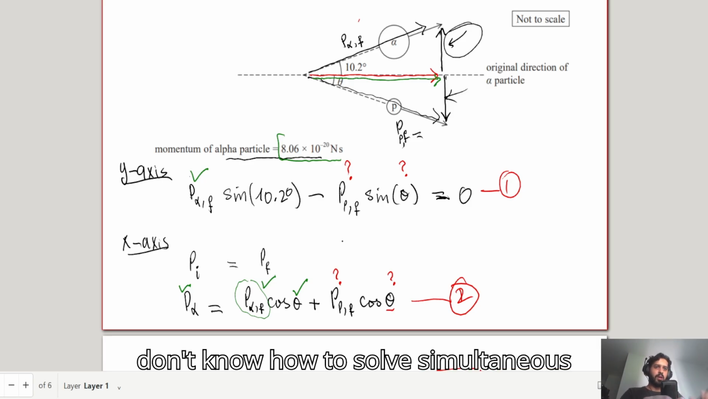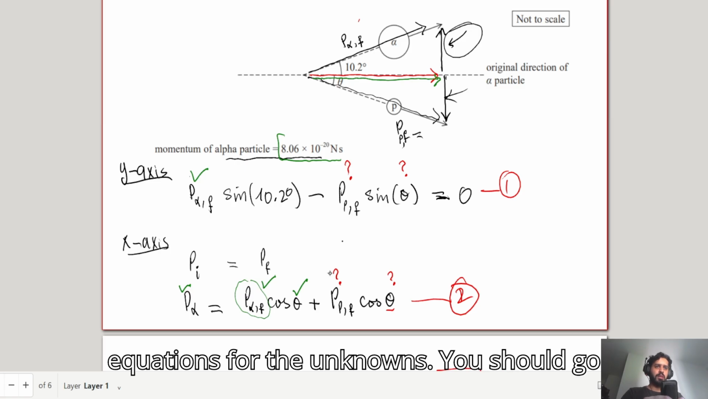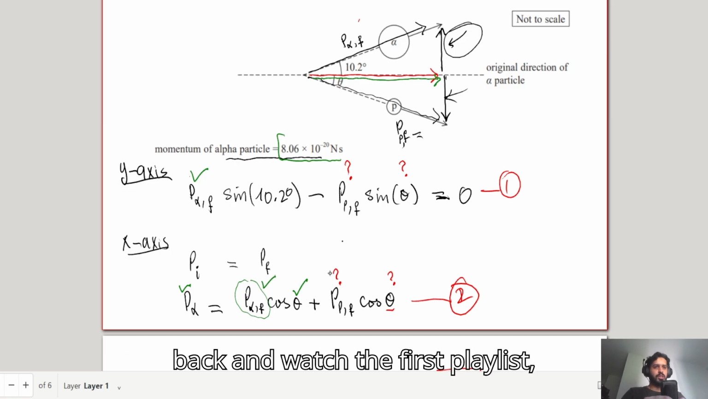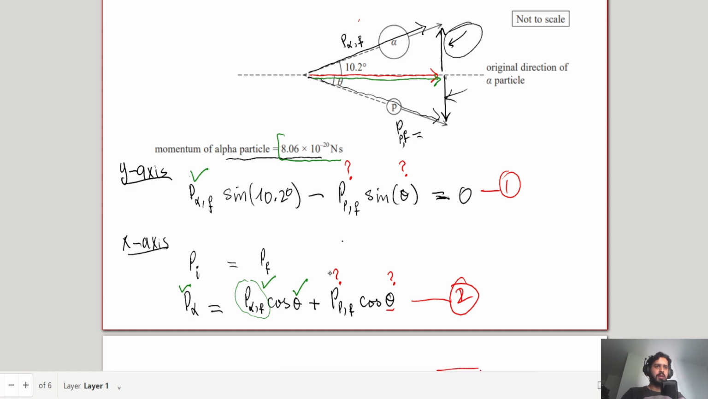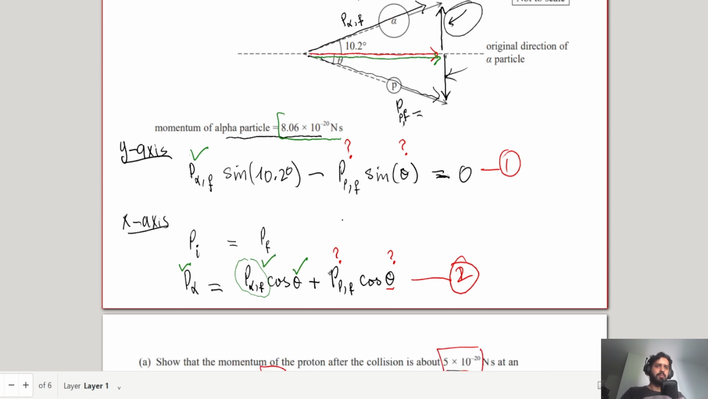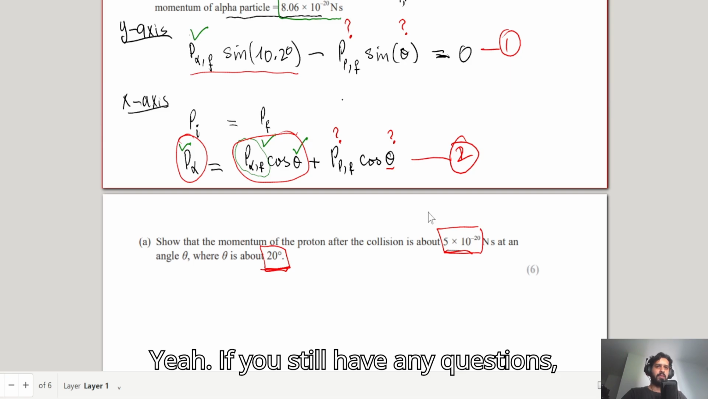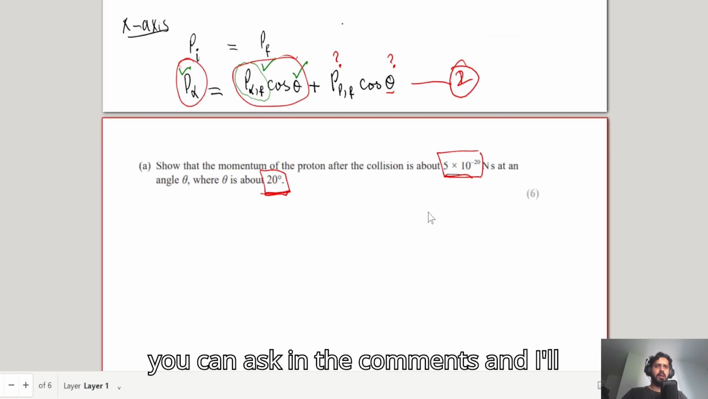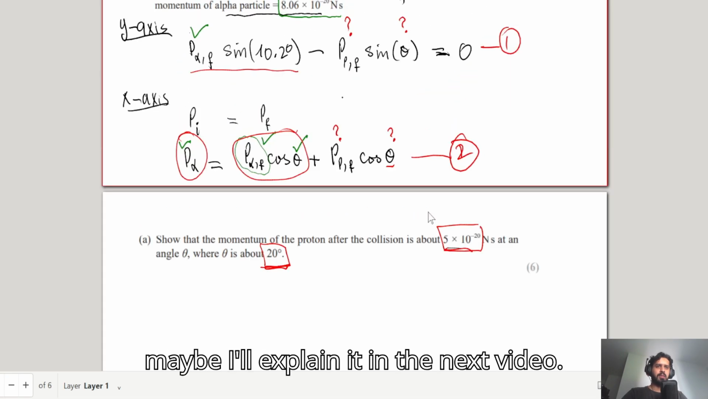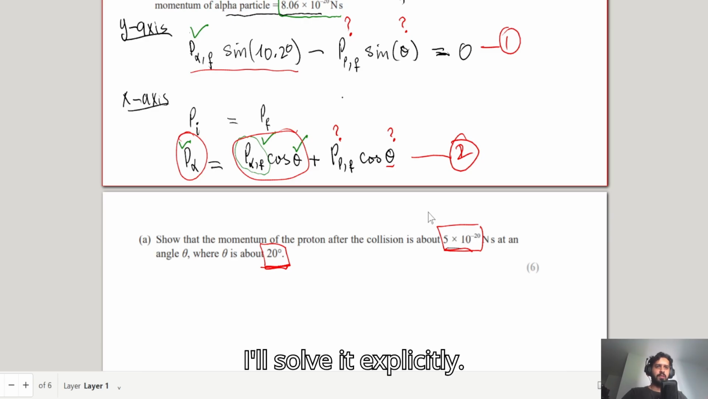By now, if you don't know how to solve simultaneous equations for the unknowns, you should go back and watch the first playlist, but I'm sure you know how to do it. If you still have any questions, you can ask in the comments, and maybe I'll explain it in the next video. I'll solve it explicitly.